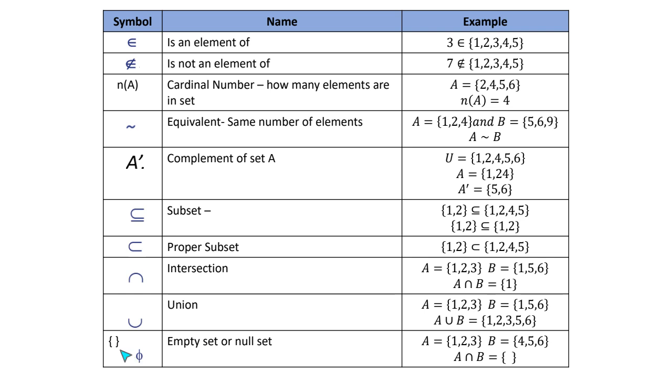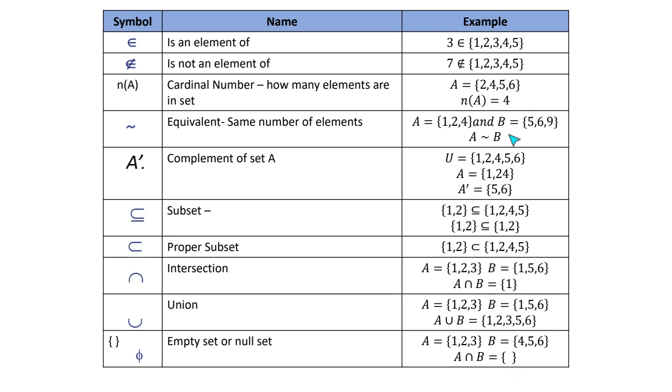And then the last one is what we call the empty set. There are two symbols for that, so it looks like this or like this. We can say that's the empty set or the null set. An example of that is if A is equal to 1, 2, 3 and B is 4, 5, 6. The intersection is what they have in common. In this case, A has nothing in common with B, so we say that the only thing that is common is the empty set.